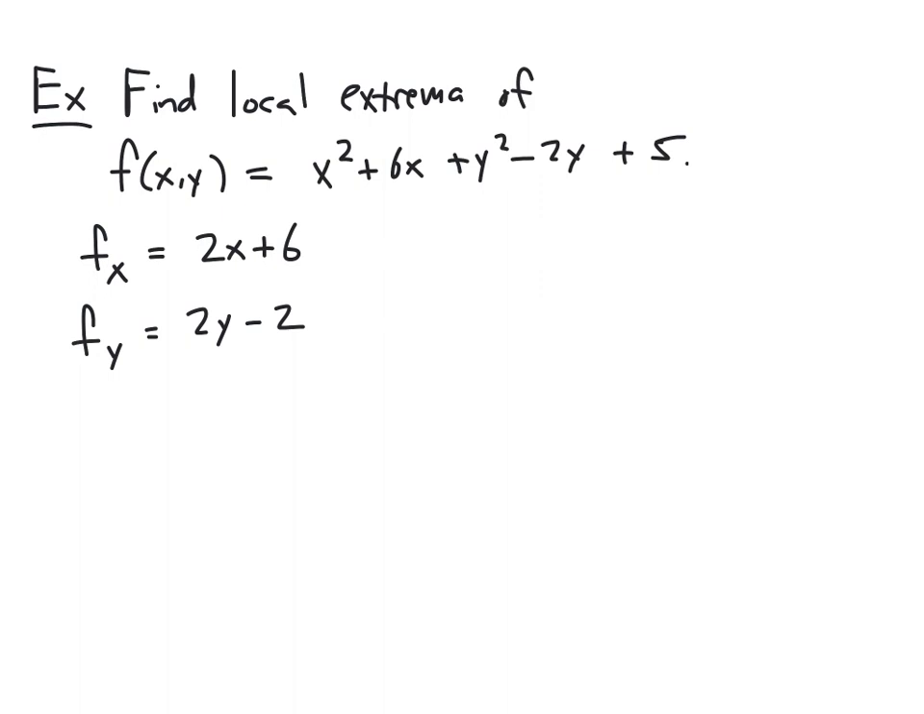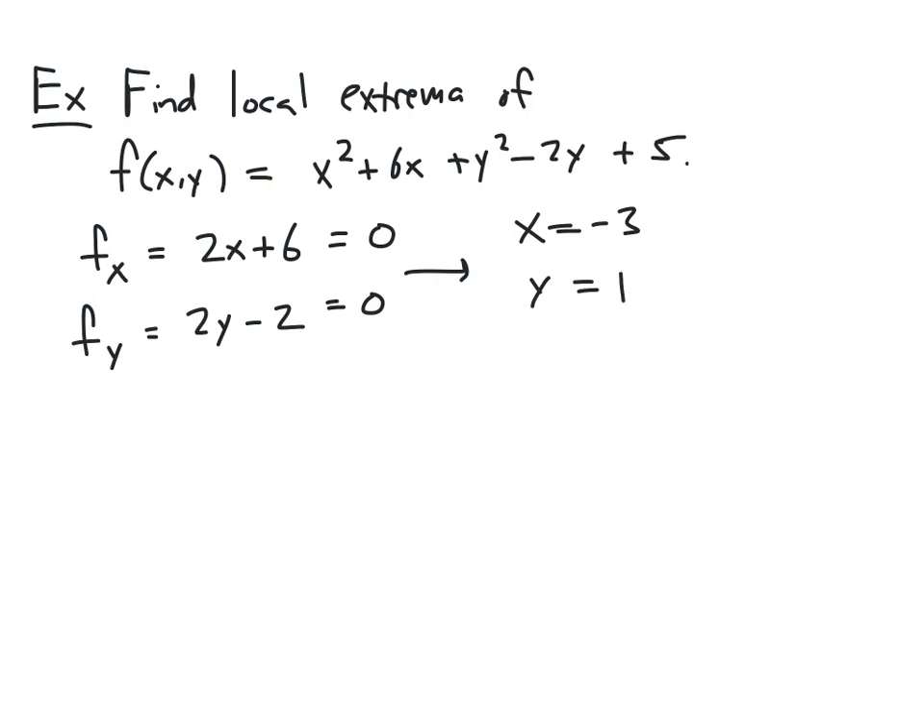So the only critical points that we're going to get are ones where both of these partials are equal to 0. All right, so we need to set each of these partials equal to 0, and we need to remember that we need both of these things to be true. We need both partials to be equal to 0. And so these are quite easily solved. 2x plus 6 equal to 0 will give us x equals negative 3. And 2y minus 2 equals 0 will give us y equals 1.